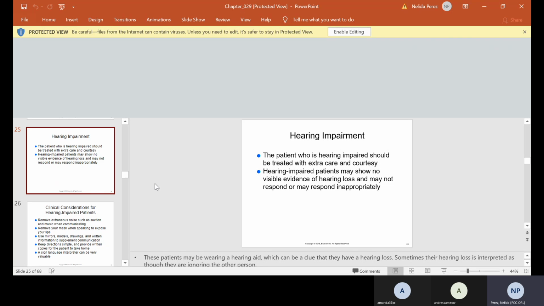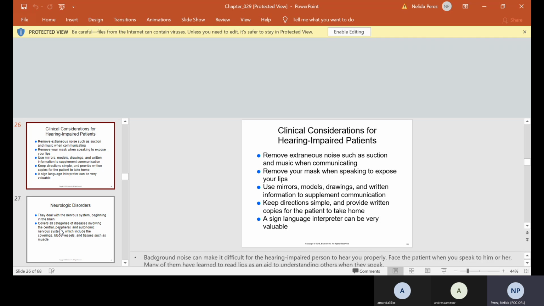Now, hearing impairment. The patient who is hearing impaired should be treated with extra care and courtesy. Hearing impaired patients may show no visible evidence of hearing loss and may not respond or may respond inappropriately. Clinical considerations for them: remove extra noise such as suction and music when communicating. Remove your mask when speaking to expose your lips. Use mirrors, drawings, and written information to supplement communication. Keep directions simple and provide written copies for the patient to take home. And a sign language interpreter can be very valuable.